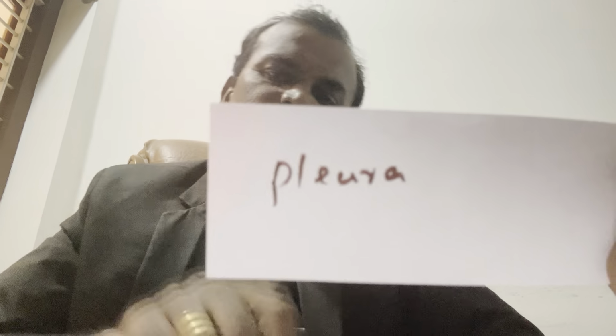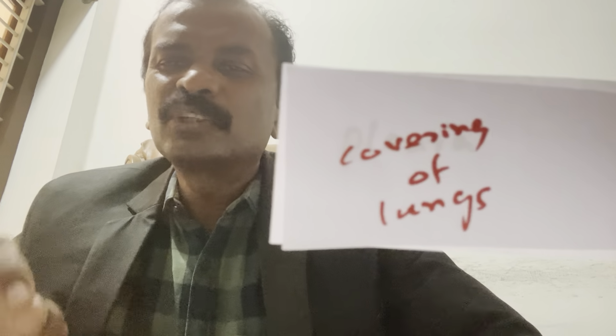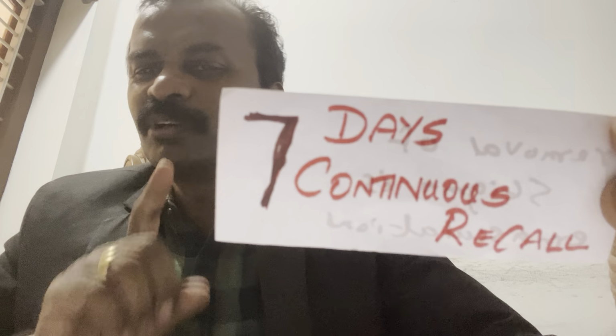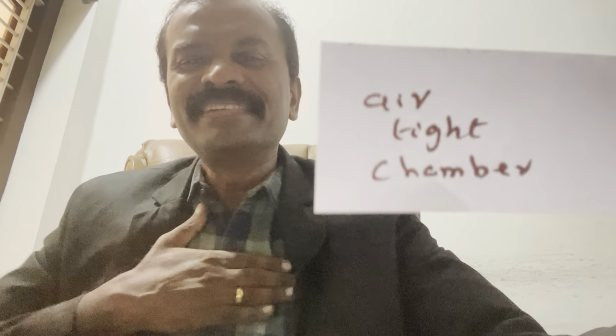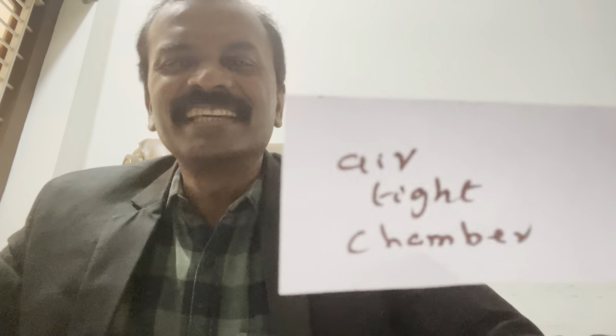So I think you know this answer now. Pleura. You know it is a covering of lungs. You can answer this till tomorrow afternoon. If you want to remember day after tomorrow, you must practice 7 days continuous recall. Don't forget this. Okay. That's a proven method. So which is called an airtight chamber? Any idea? The thorax or the thoracic cavity is called the airtight chamber. Okay, good.